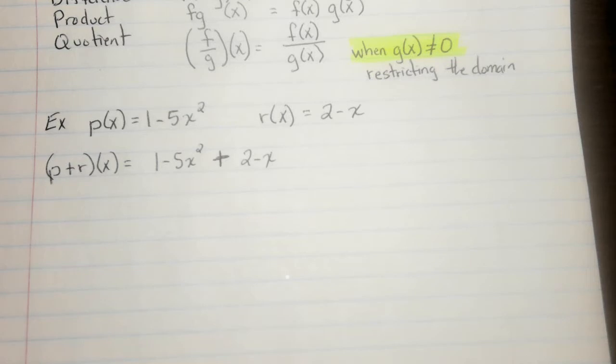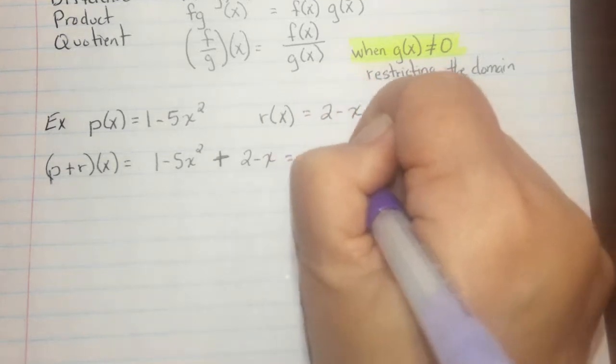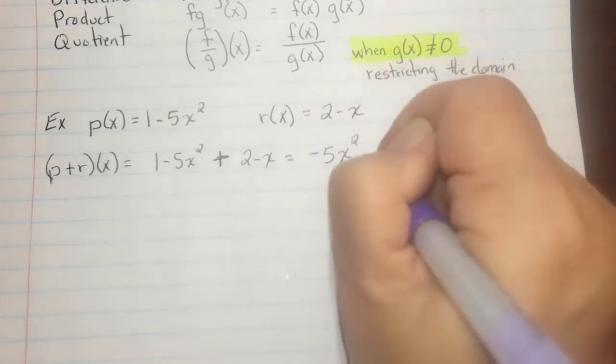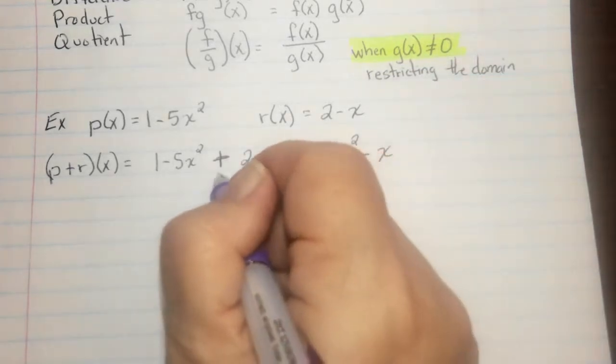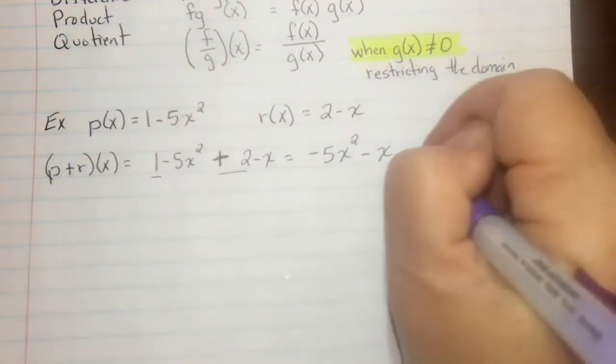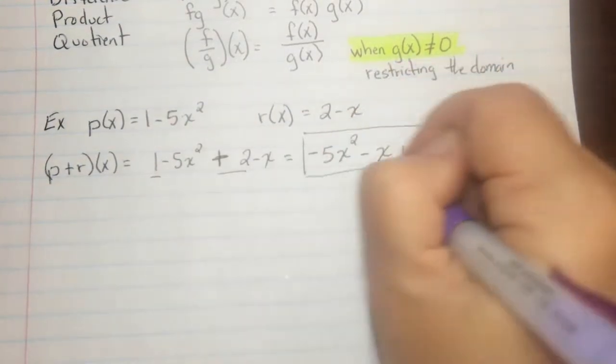And then you're just going to combine your like terms, and we're going to write things in descending order of degrees. So the term with the highest exponent will go first. So it'll be minus 5x squared, then minus x, and then we'll combine our plus 2 and our 1 and get plus 3, and that's our answer.